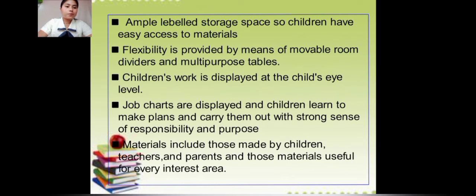Children's work is displayed at the child's eye level. Job charts are displayed, and children learn to make plans and carry them out with a strong sense of responsibility and purpose. Materials include those made by children, teachers, and parents, and those materials useful for every interest area.